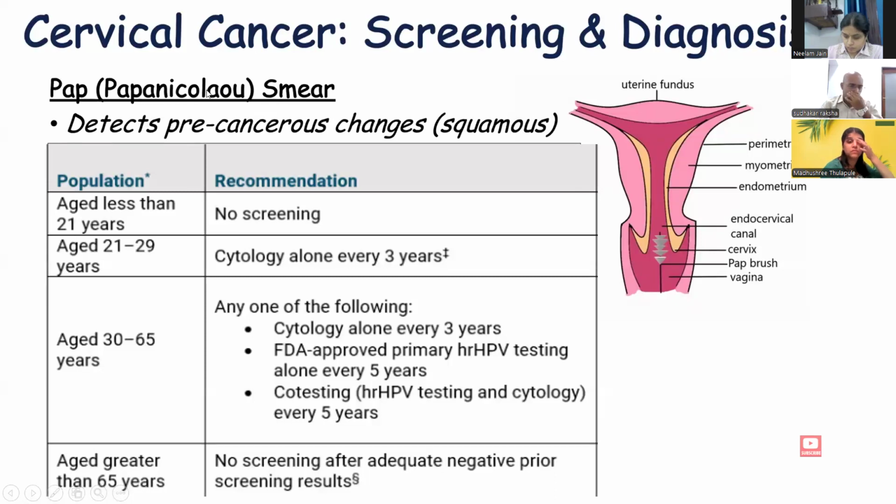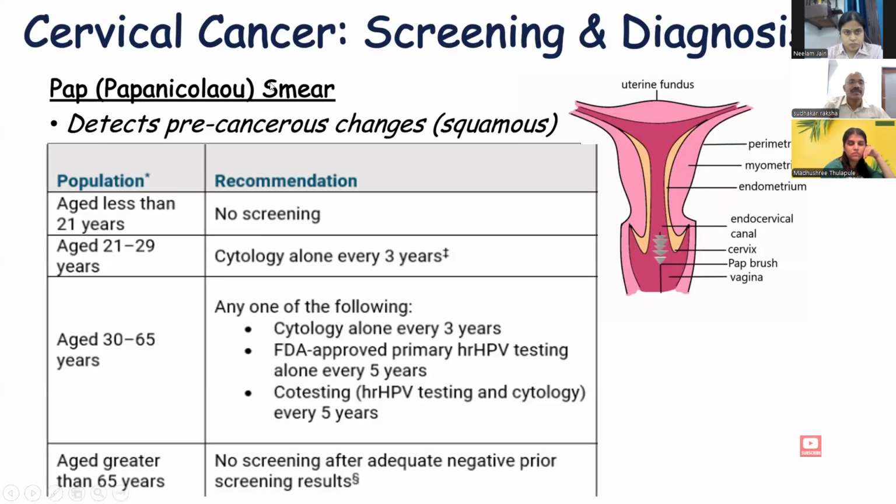Papanicolaou is a scientist. He is the one who visualized the cervix first. He took a speculum and retracted both the vaginal walls and observed the cervix. After retracting the vaginal walls, he scraped the cervix with a wooden spatula, spread it on a smear, and observed it under the microscope.